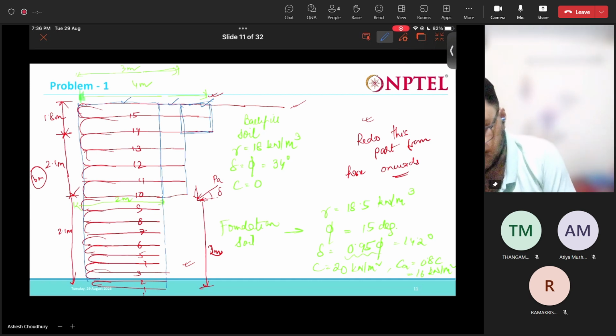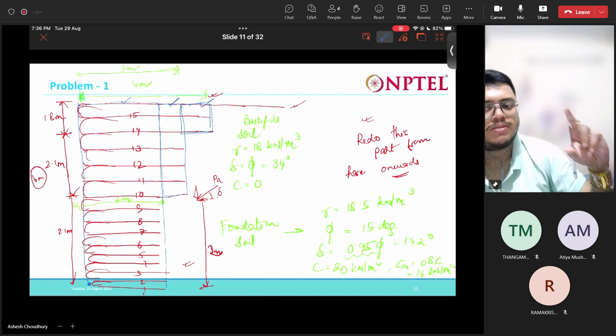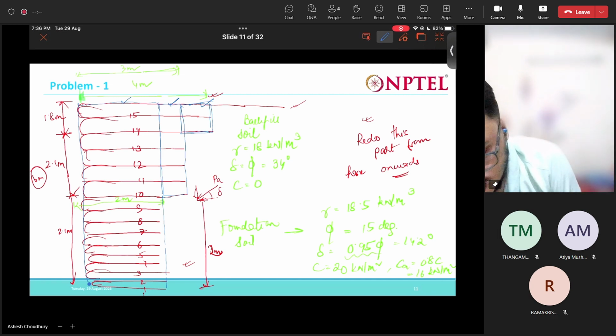So W1, this weight, into x1. What will be x1? The center of this rectangle, that is 1. We are taking moment about this point, right? Again, W2 means this weight multiplied by the center. This is 1 meter, so 0.5. This is 2 meters, so 2.5. We multiply with the lever arm, which is 2.5. And for this soil block, what is the lever arm? Again 1 meter, so 2 meters, 3 meters, 3.5 meters. From here to here it will be 3.5 meters.